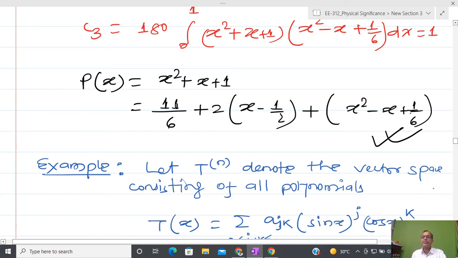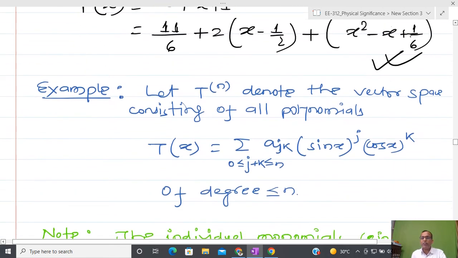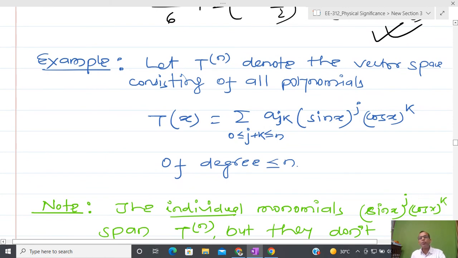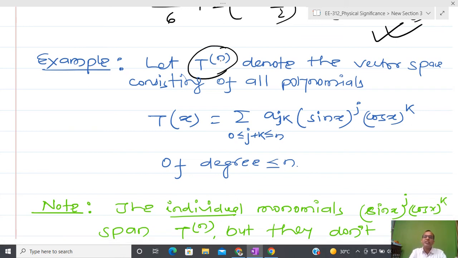Suppose that I have some kind of function or polynomial, so I am going to express that whole vector space using some kind of trigonometrical polynomial. That space I have represented like T power n. So I have some kind of n dimensional space, and now I am going to express that space using some kind of trigonometric polynomial, means in the form of sine or cosine. So I have defined like this: summation of a_jk sin x power j cos x power k.